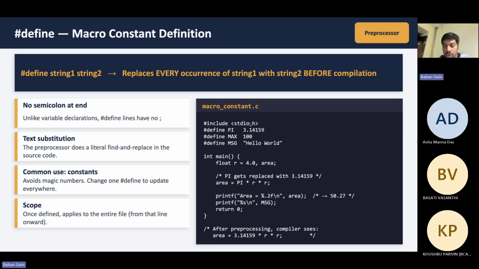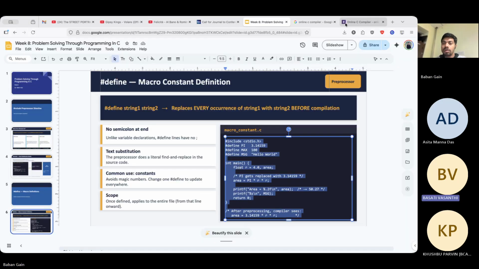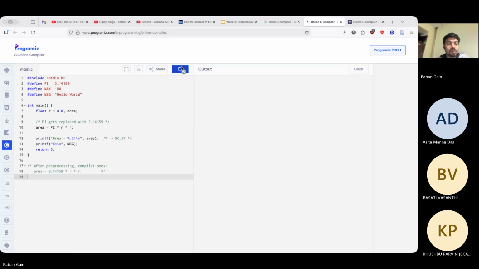So let's say I have defined hash define pi 3.14159. What the compiler will do is replace all the pi here with 3.14159. Similarly, it will replace everything else. Let me just run this program using another compiler. So basically, what is happening here is that area is pi into r, so pi is automatically replaced with the value 3.14159. Similarly, MSG is automatically replaced with hello world.